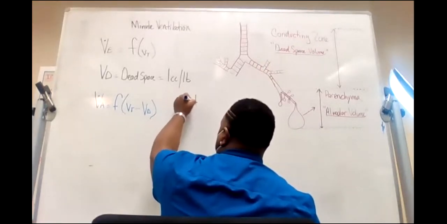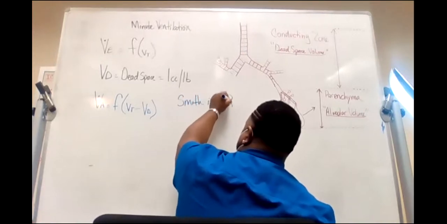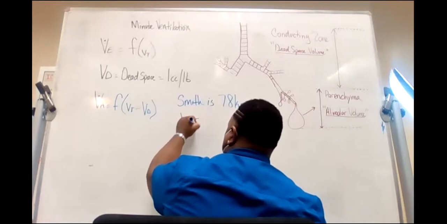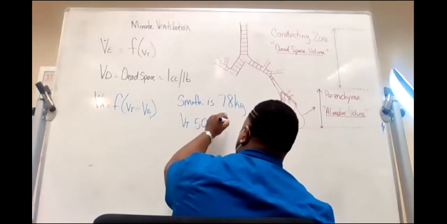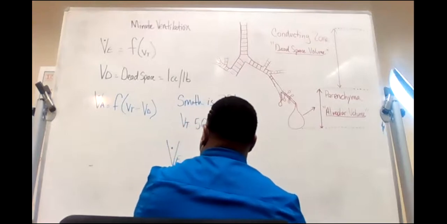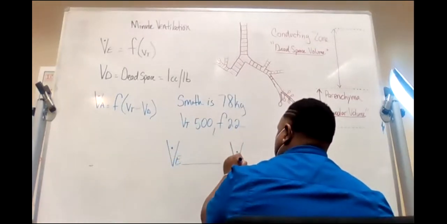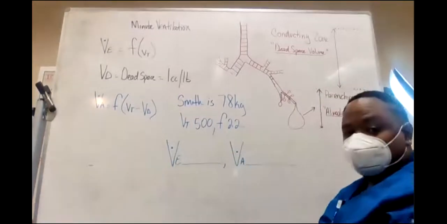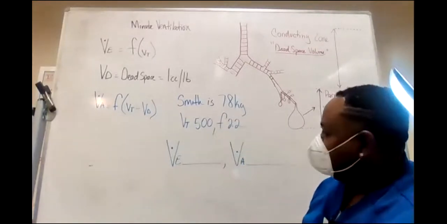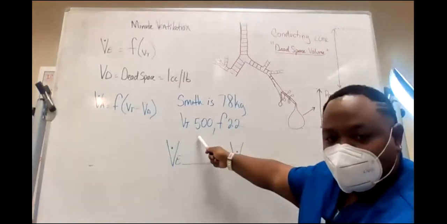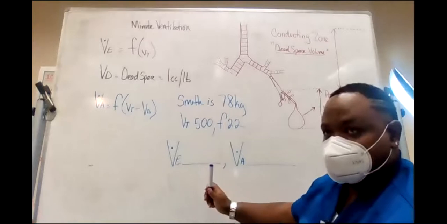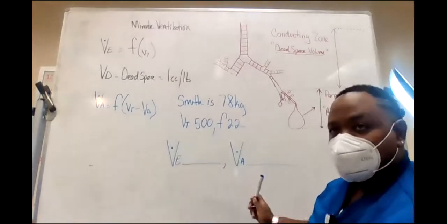Mr. Smith is 78 kilograms and has a tidal volume of 500 and a frequency of 22. I want to know what is his minute ventilation and what is his alveolar minute ventilation. That's what I want to know. Mr. Smith is 78 kilograms. That's how much he weighs. He has a tidal volume of 500 and a frequency of 22. First, tell me what is his minute ventilation. And then tell me what is his alveolar minute ventilation.